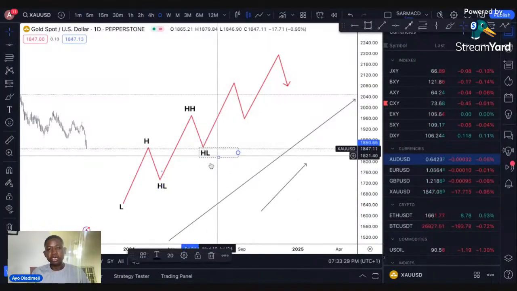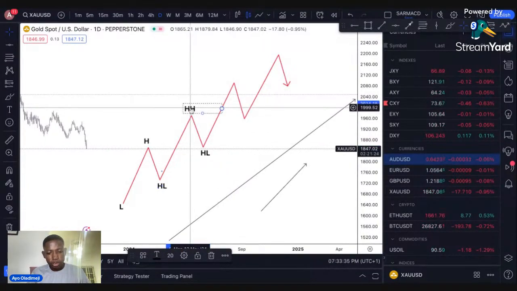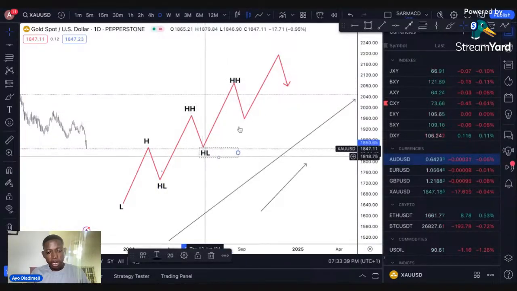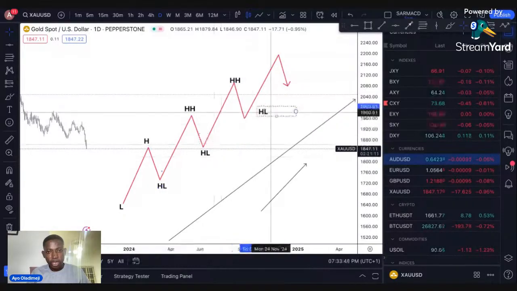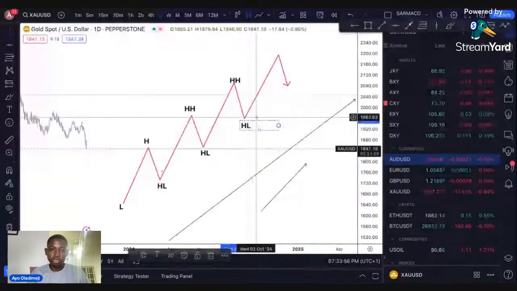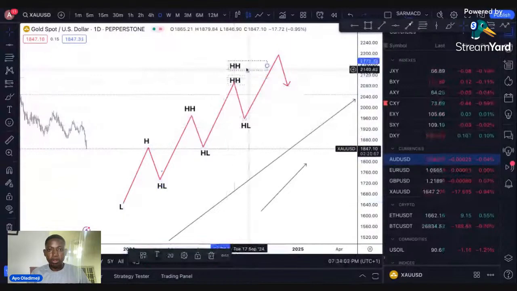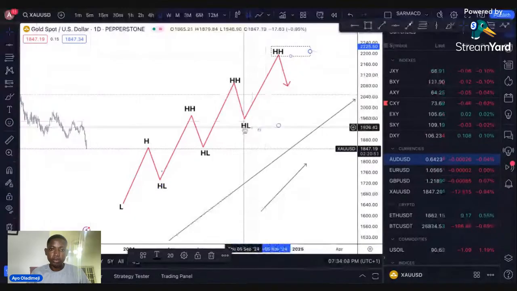Then we have next a higher low, then next a higher high, then again a higher low. When you have a series of higher highs and higher lows, it is an uptrend. That means the market is going up. That series is an uptrend.